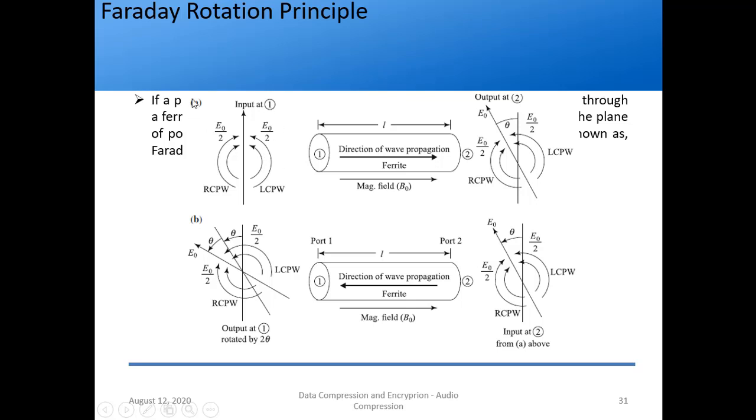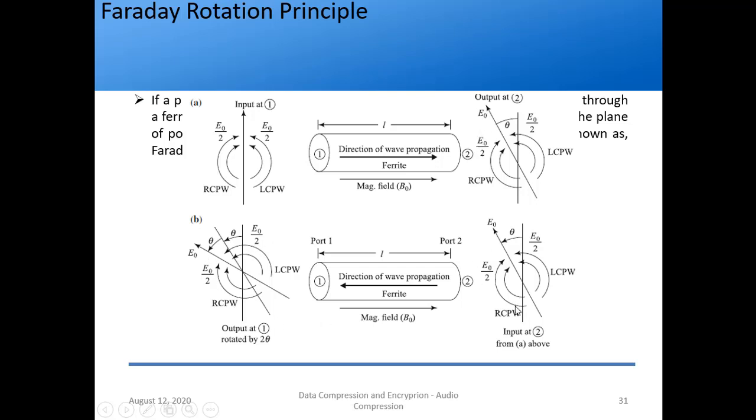That's why it is shown as E0 by 2 and E0 by 2. So the total field is E0. So E0 is exactly vertical. So when I give this as input through a ferrite, which is biased by a magnetic field, and it also depends on the length of the ferrite, what happens? The electric field orientation gets rotated by an angle theta, and depending on the direction of magnetic field and length of ferrite, it can rotate anti-clockwise or clockwise. So in this case it is rotating anti-clockwise by an angle theta.